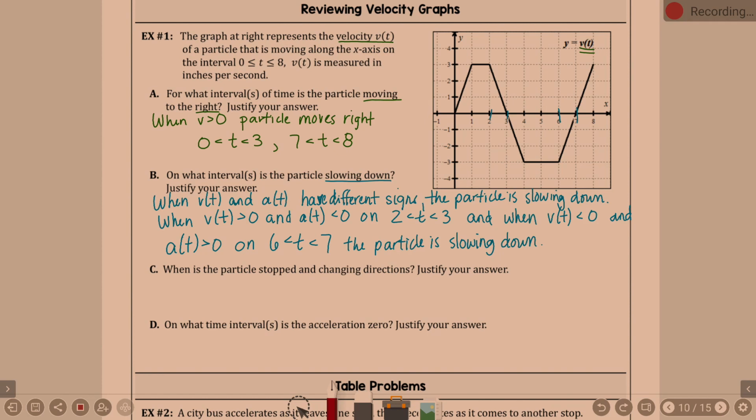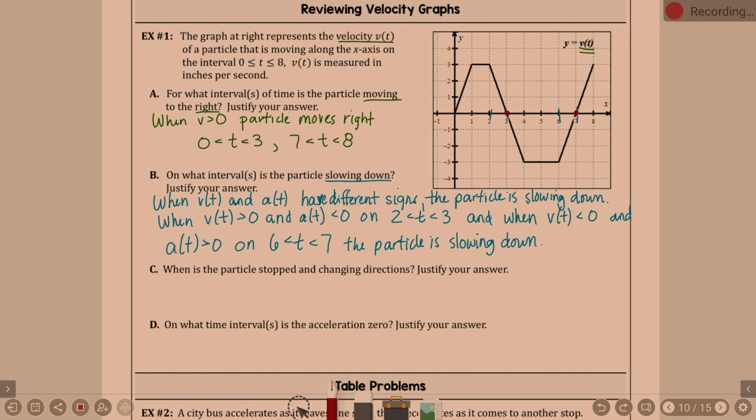Okay. When is the particle stopped and changing directions? So what are we coming up with? 3 and 7? Yeah. Why 3 and 7? First of all, velocity is 0. So velocity being 0 would indicate that our particle is stopped. And then what's the other thing we have to talk about? Changing directions. Changing directions happens when velocity changes from either positive to negative or negative to positive. I think the 0 was thrown out there, but that's stopped, and we don't have a changing direction.